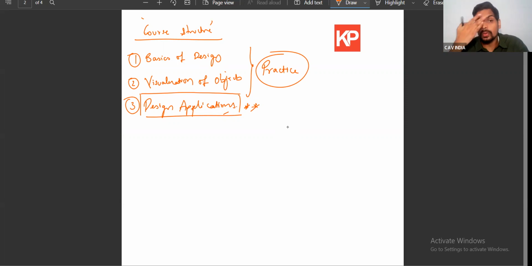So you will be taught how to design objects. Design applications is something focusing mainly on applying the basics of design and your principles of designing. So basically it will help you in creative thinking. That is basically taught under design applications. The fourth module is sketching and composition.